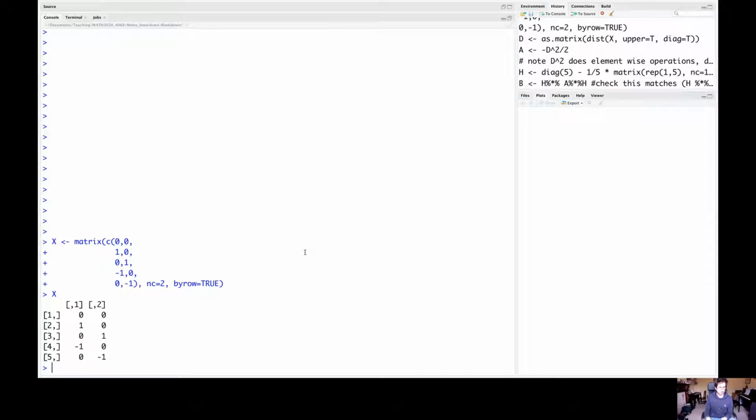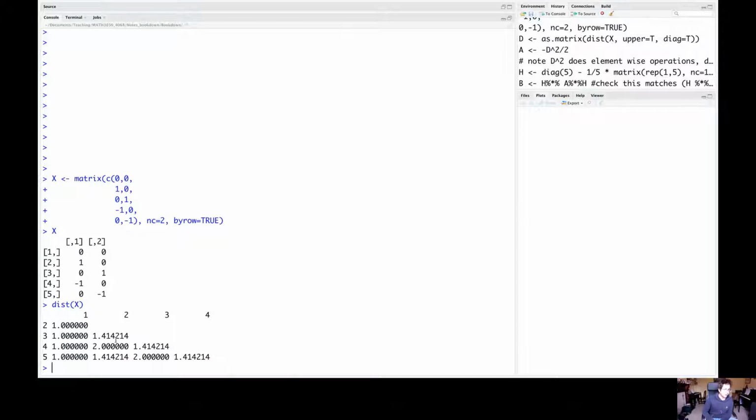Okay. So I've got my matrix X here of points. The first one was 0, 0, second one 1, 0, third one 0, 1, so on. Okay. Now, there's an easy way to compute distances in R. We can use this dist command, and it returns to us a lower diagonal matrix of the distances. Okay, it doesn't give a distance between 1 and itself. It starts with a distance between 1 and 2. Okay. And we can see that from here.